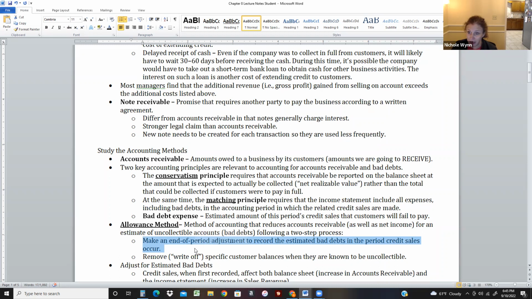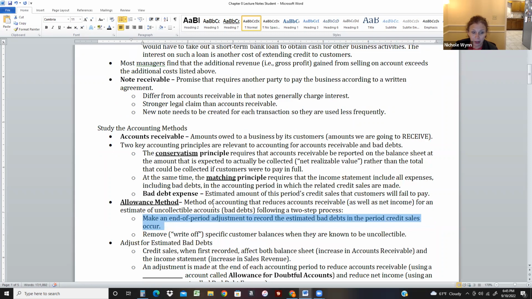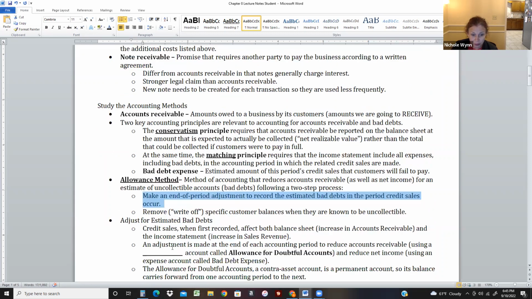So you will use bad debt expense. And then the other side of that is called the allowance account. Your credit side will be the allowance for doubtful accounts. You can call it allowance for doubtful accounts, uncollectible accounts. I just call it allowance. We will estimate what we think will be bad based on a percentage of sales.